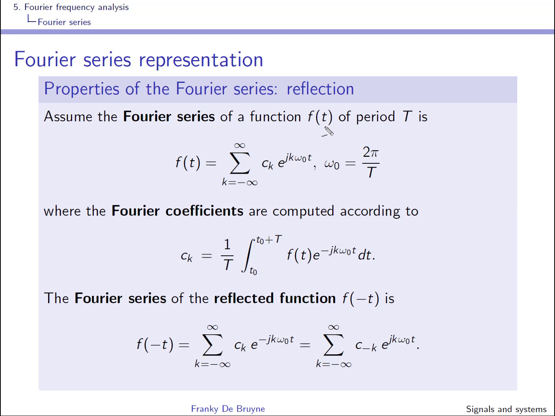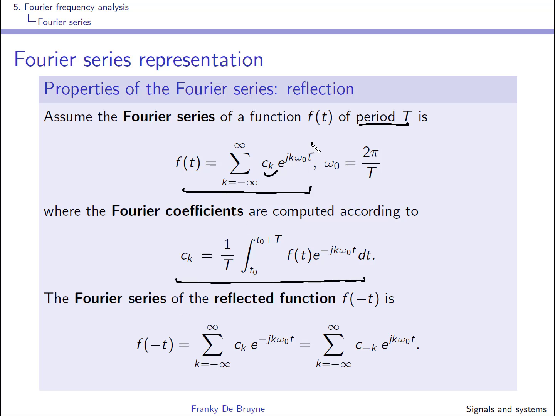So assume that we have the Fourier series representation of a function f(t) of period T. Here it is. And we know how to compute the ck, right? This is by this equation over here. So far we have nothing new. Well, now what we would like is the Fourier series of the reflected function f(-t).